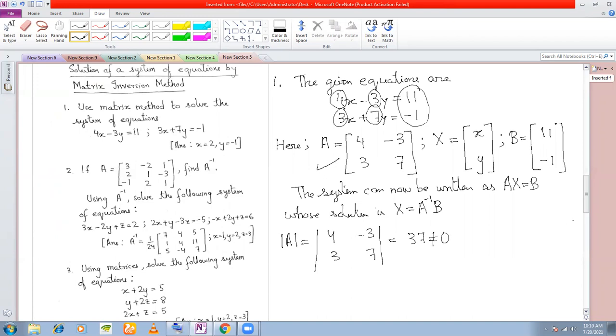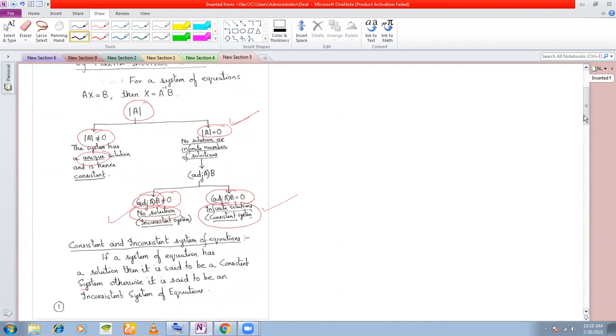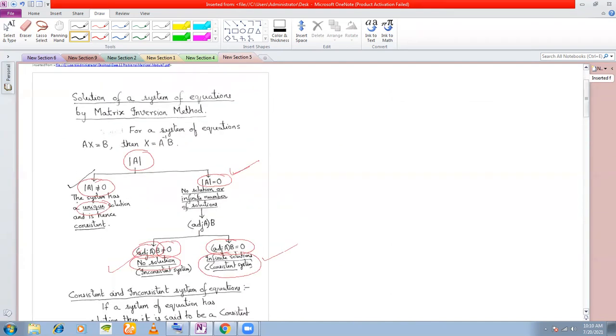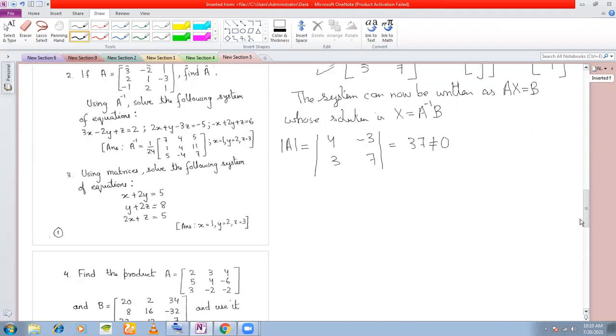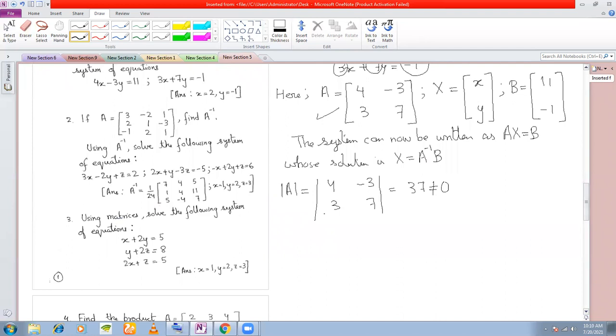If determinant value of A is not equal to 0, then the system is said to have a unique solution. That means a solution exists, so we know that we can find out exactly one solution. Because we want to find out A inverse, now we'll find out the adjoint of A. Adjoint of A is plus 7, minus 3, minus of minus 3 and plus 4, transpose.